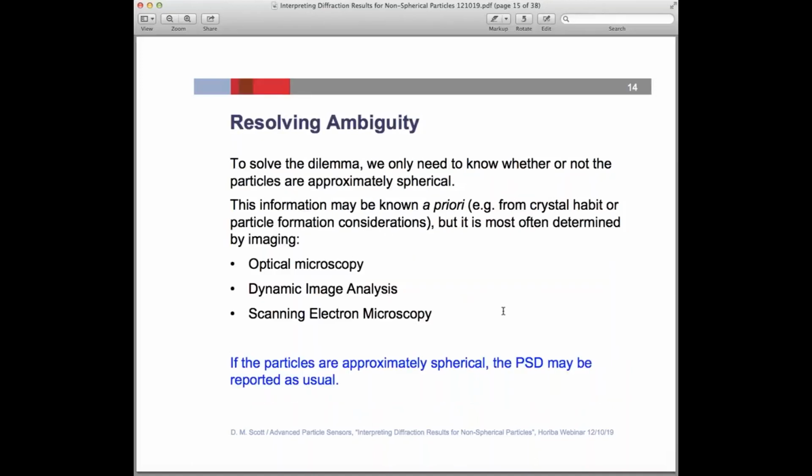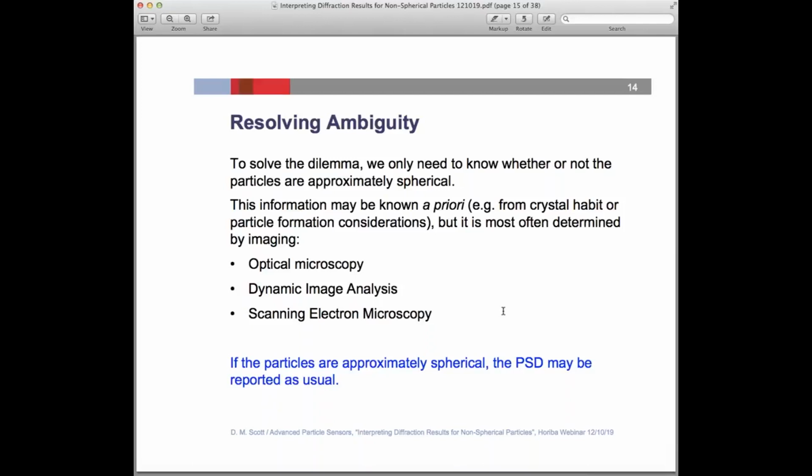So, as I mentioned, to resolve this ambiguity, we just have to know whether or not the particles are approximately spherical. When I say approximately spherical, I mean the aspect ratio is pretty close to 1, 1.1, maybe 1.2. If you get up to 1.3, 1.4, you start to see some differences in the PSDs.